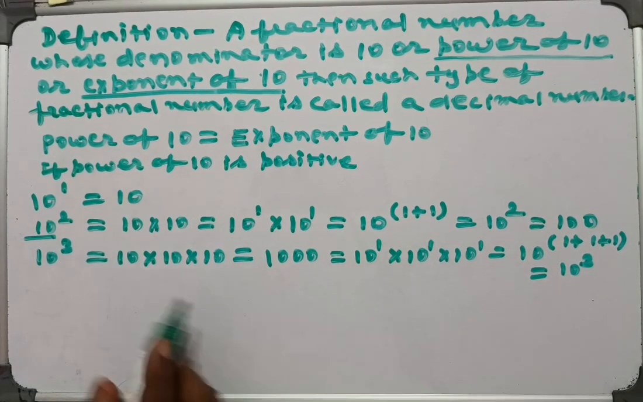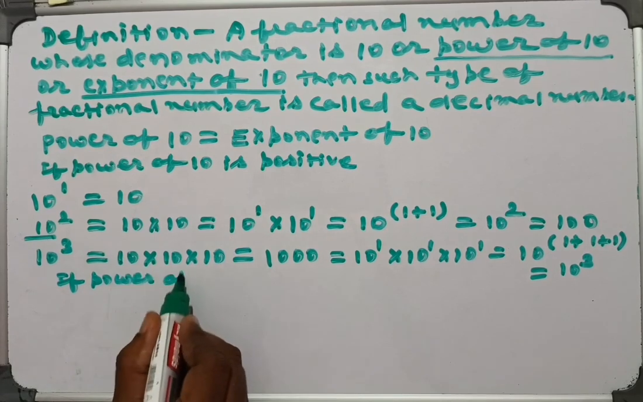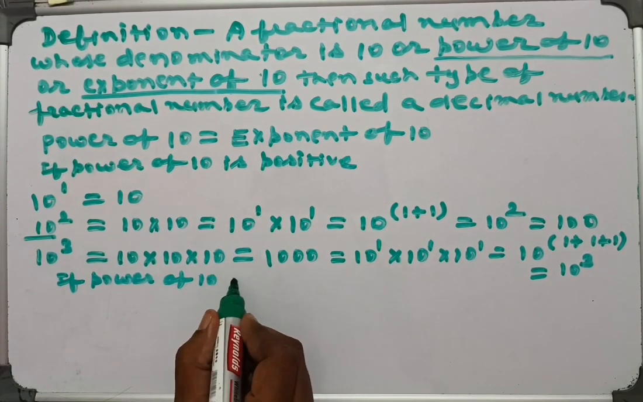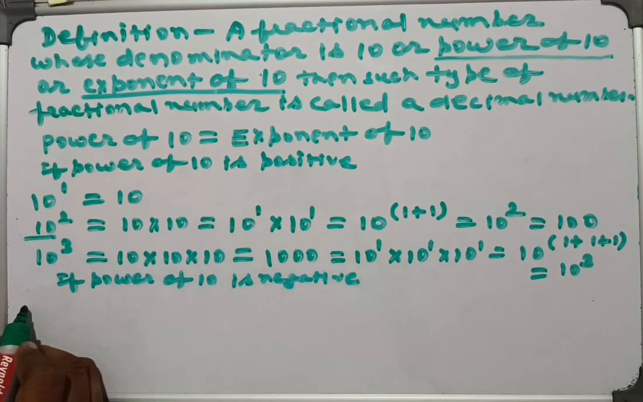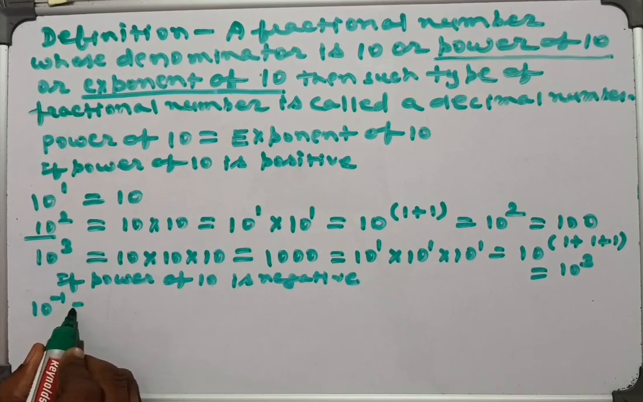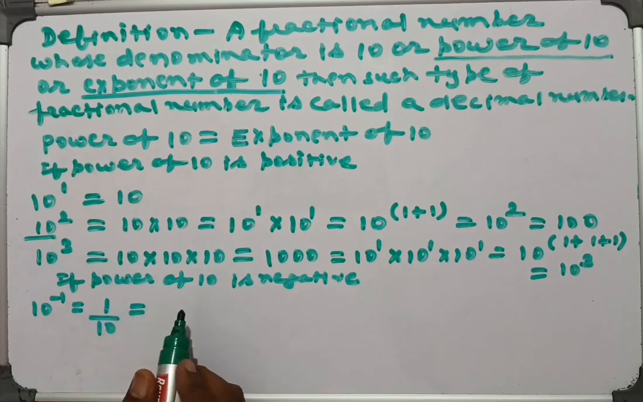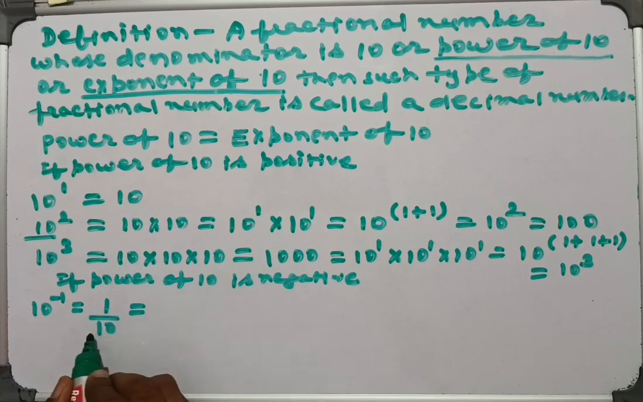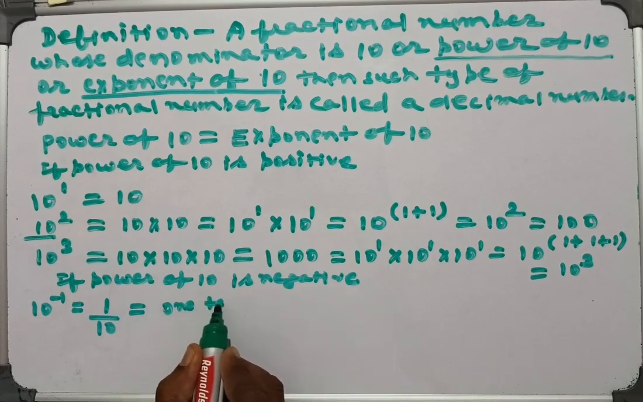Okay guys, now if the power of 10 is negative, what does it mean? Suppose this example, 10 to the power of minus 1. Then this is equivalent to 1 by 10. In an examination one may ask you what this means, so you have to write 1/10.